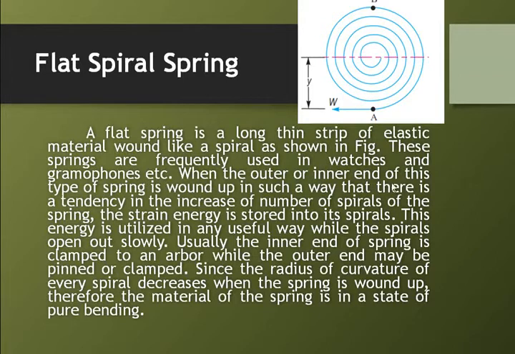When the outer or inner end of this type of spring is wound in such a way that there is a tendency for the number of spirals of the spring to increase, the strain energy is stored in its spirals. If load is applied here, the number of spirals will increase, since it will get closer. The diameter will decrease. Then the energy is stored in the form of spirals. This energy is utilized in any useful way while the spirals open out slowly.